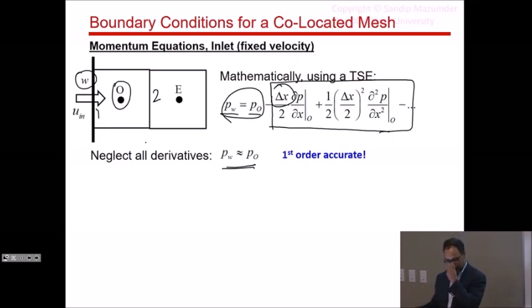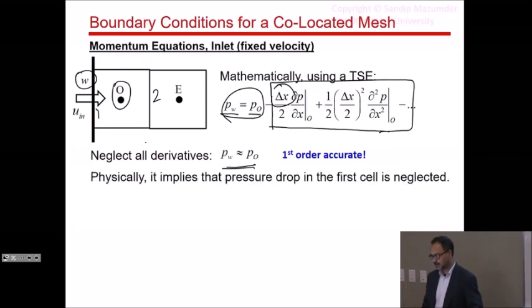But you can also derive higher order approximations, which is what I'm talking about next. Now, what does this mean really? If I think about the physical interpretation of that, this is obviously derived just from mathematics.